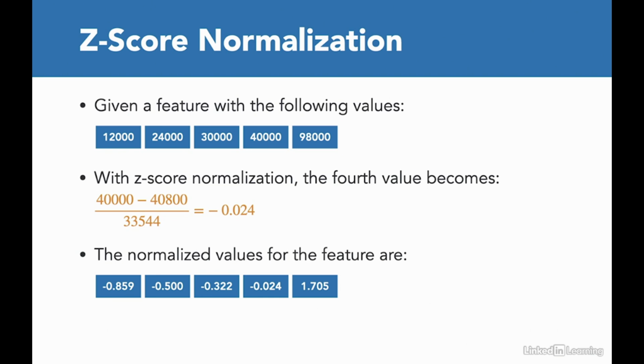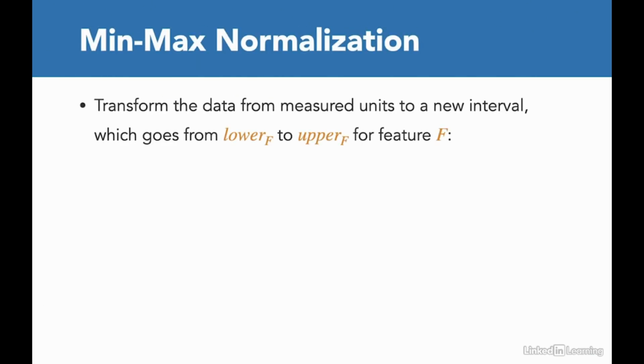However, some problems and certain machine learning algorithms require that our data have a lower and upper bound, such as 0 and 1. For that, we need min-max normalization. With min-max normalization, we transform the original data to a new scale defined by user-defined lower and upper bounds. Most often, the new bounding values are 0 and 1.